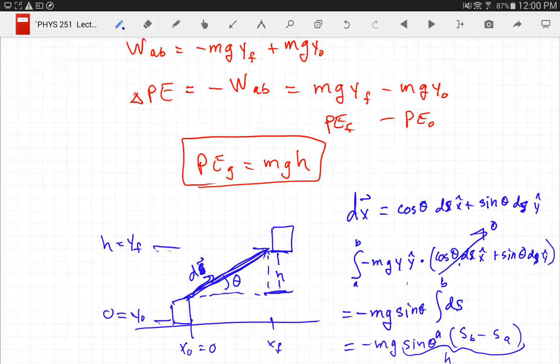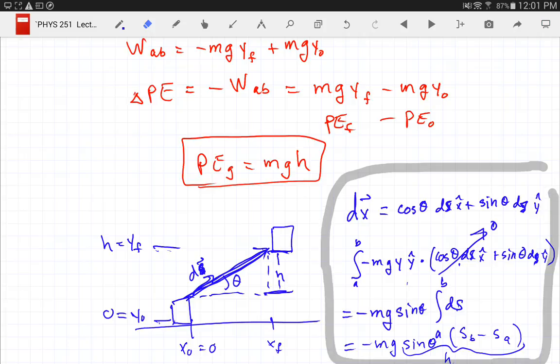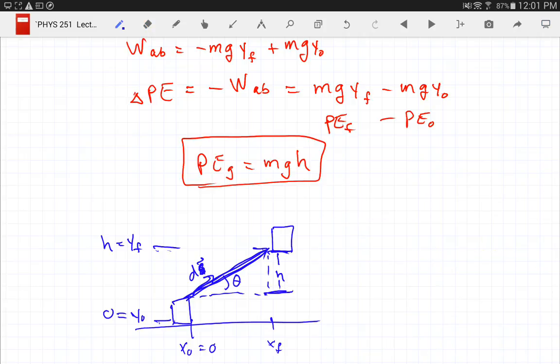Question? Where did the y go, from A to B, negative mg y? Yes. Where did that go? Okay. How about I'll erase where I was not precise and just do it again.